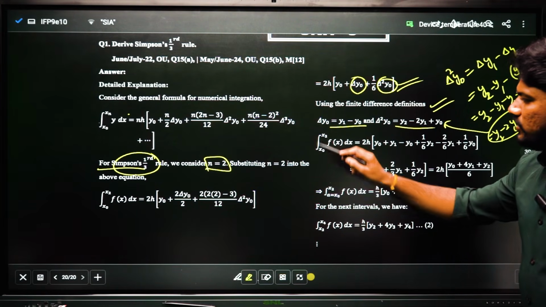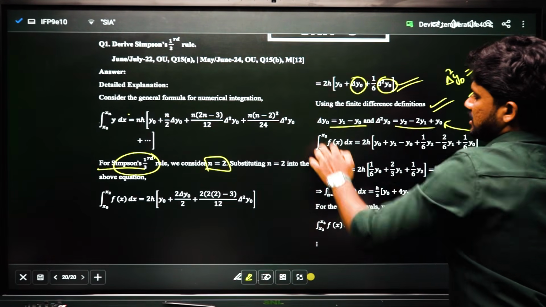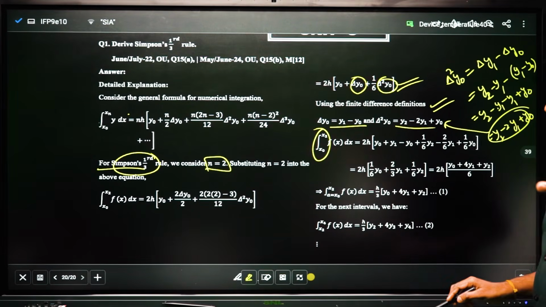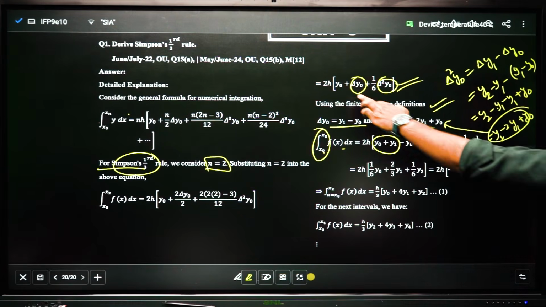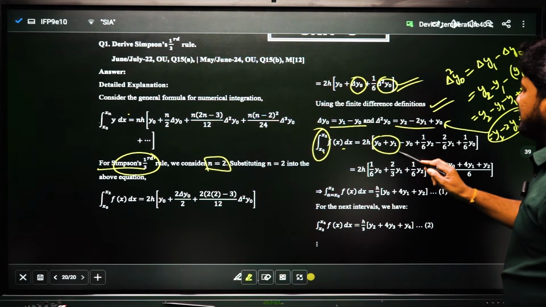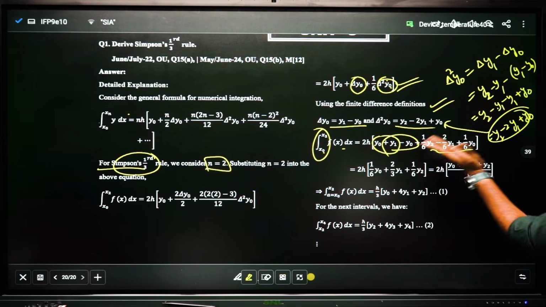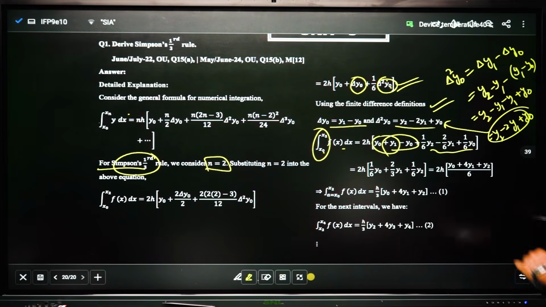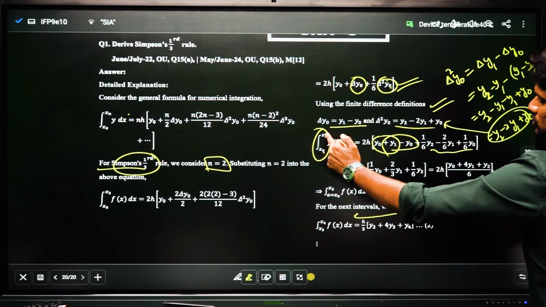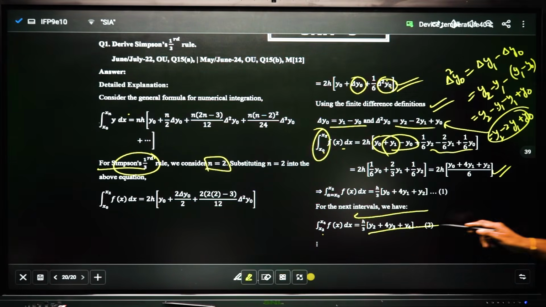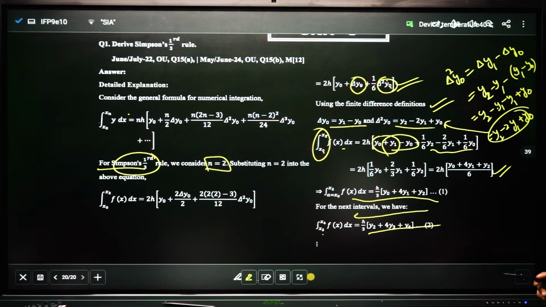When n is equal to 2, this interval you have to divide into two parts, x0 to x2 first. 2h into y0 plus delta y0, substitute the values, y1 minus y0, plus 1/6 of delta square y0. Substitute that total value, directly multiply with 1/6 and simplify, you will get the value like this. Next, for the next interval, x2 is already completed, so x2 to x4 you will get the value like this. Once we get the first equation, similarly we can write the second equation without solving.